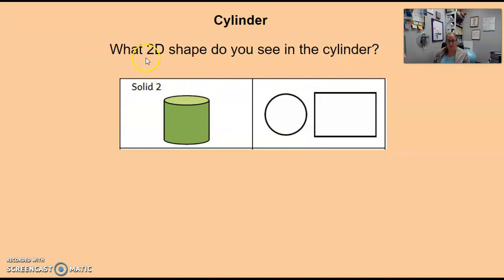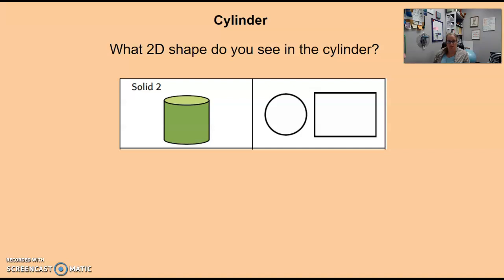So let's see. What 2D shape do you see in this cylinder? So here's the picture of my cylinder. What shape do you see? Do you see a circle or do you see a rectangle? Which one do you see? Do you see a circle or a rectangle? Talk to somebody by you. Come back to me in 3, 2, 1.